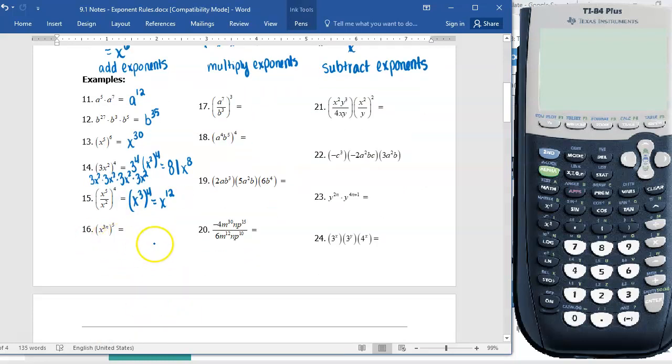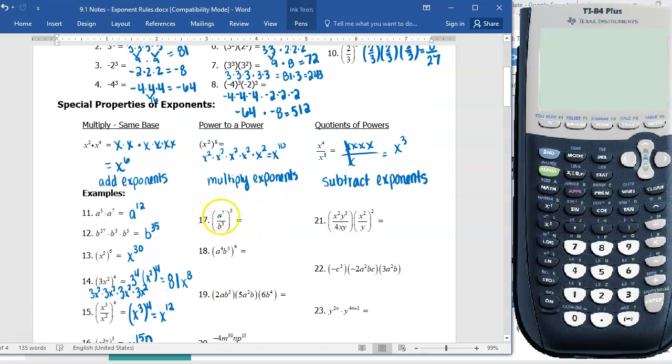Okay, for 16, I've got x to the 3n to the 5th power, so this is a little strange with that n right there, but this is still a power to a power, so we just multiply our exponents. So that is going to give us x to the 15n. Okay, 3n times 5 would just give us 15n.